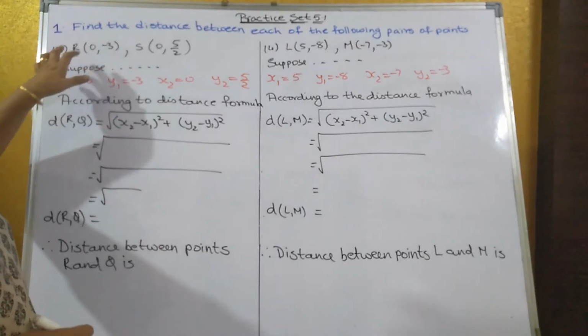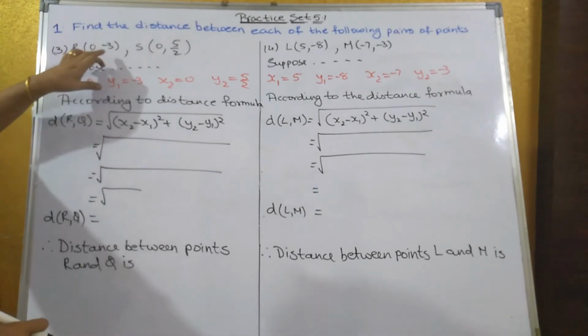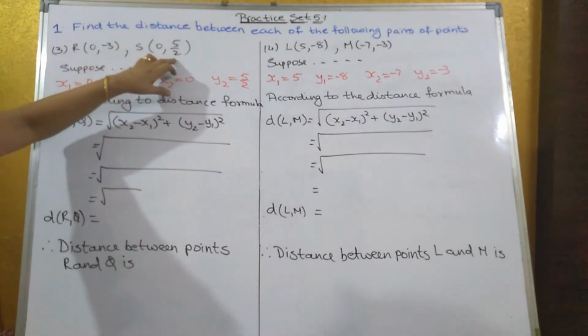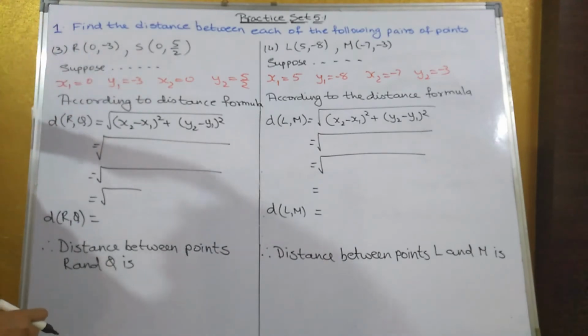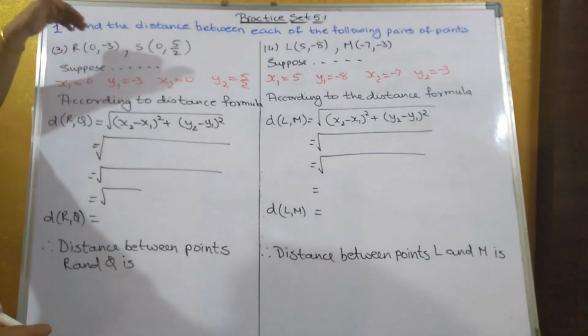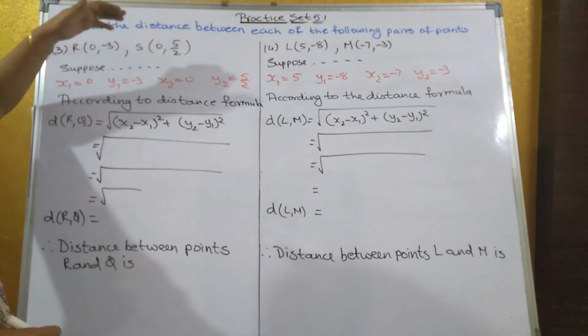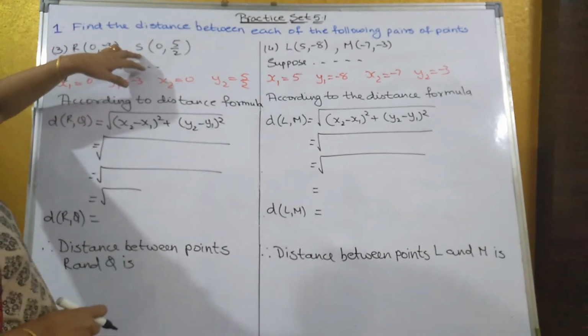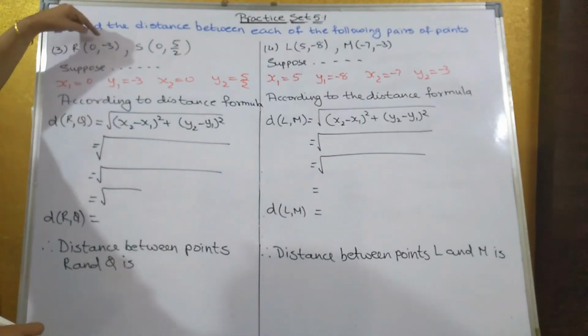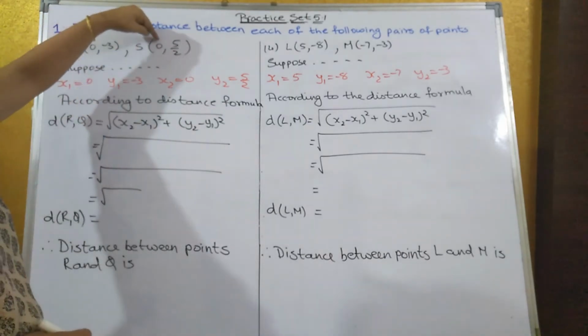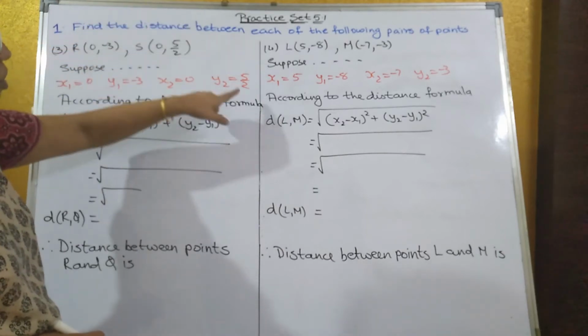Now third sum, R is given 0, minus 3, S is 0, 5 upon 2. Now first step you have to write the same way how I had shown it in sum number 1 and 2. Suppose the coordinates of point R are x1, y1 and that of point S are x2, y2. Therefore x1 is equal to 0, y1 is equal to minus 3, x2 is equal to 0 and y2 is equal to 5 upon 2.